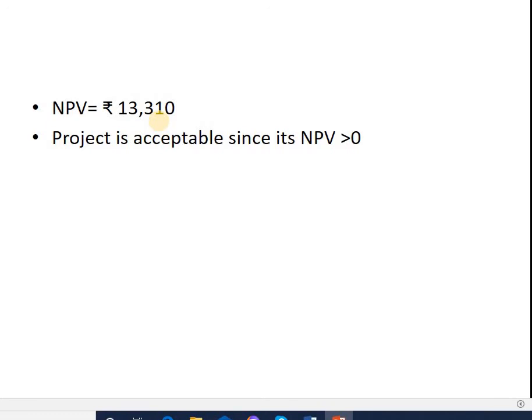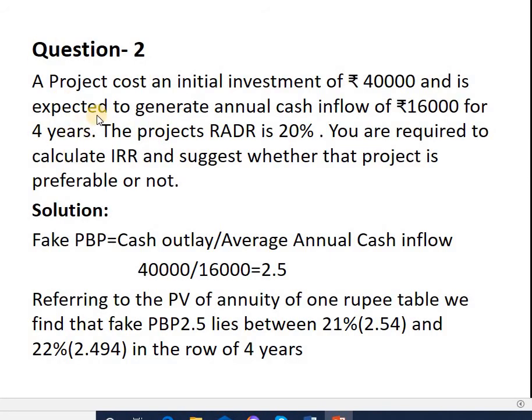Let's go to the second problem. A project costs an initial investment of 40,000 and is expected to generate an annual cash inflow of 16,000 for 4 years. That means 16,000 is the same for all 4 years. The project's RADR is 20%. You are required to calculate IRR, the internal rate of return, and suggest whether the project is preferable or not.